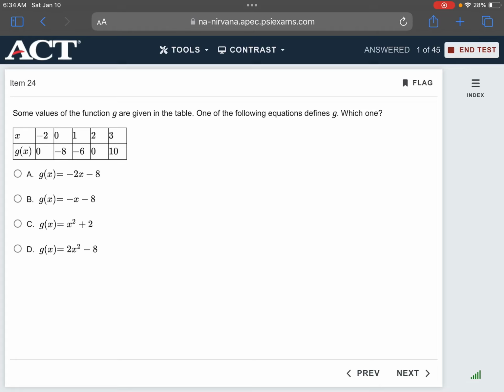All right, so looks like we have a table here. It says some values of the function g are given in the table. One of the following equations defines g. Which one? It's kind of a weird way to ask it, but whatever.